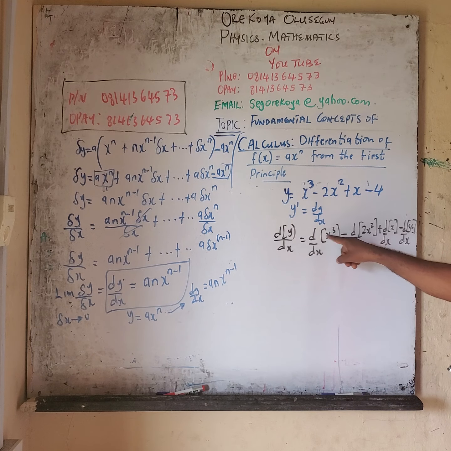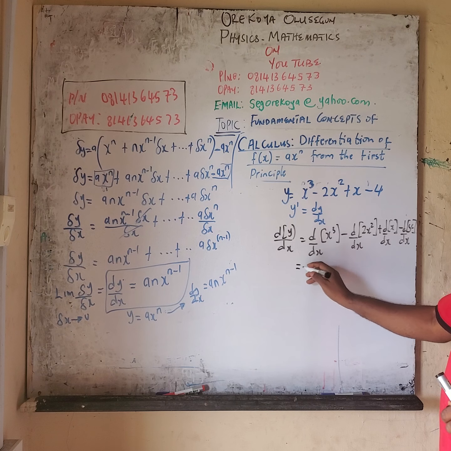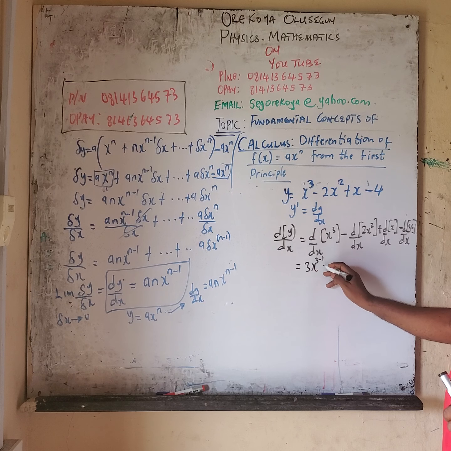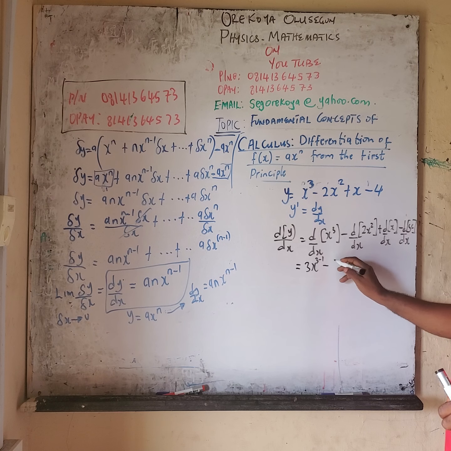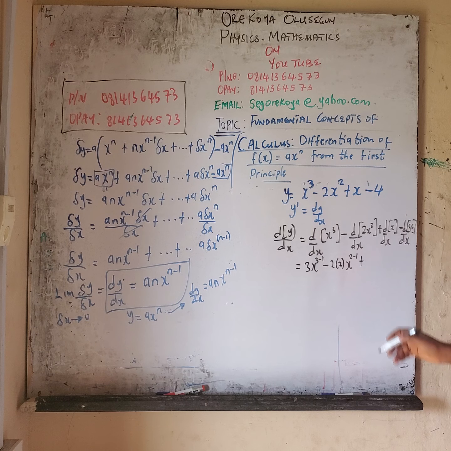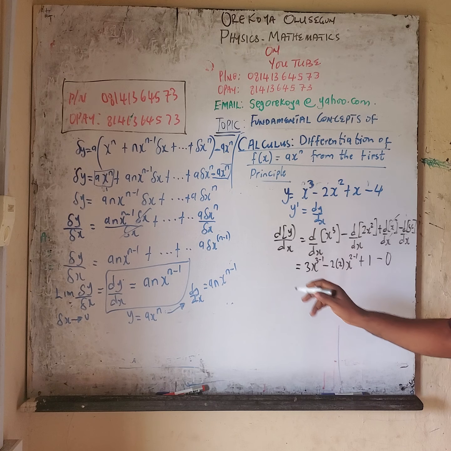So you use this power to multiply, so this one becomes 3x, then subtract 1, 3 minus 1. Then you say minus, use this power to multiply, that is 2 times 2, x raised to power, subtract 1, 2 minus 1. Then plus, the d/dx of x will give us 1, so write this one as 1. Then minus, the differentiation of a constant is 0. I'll prove it in my other video.